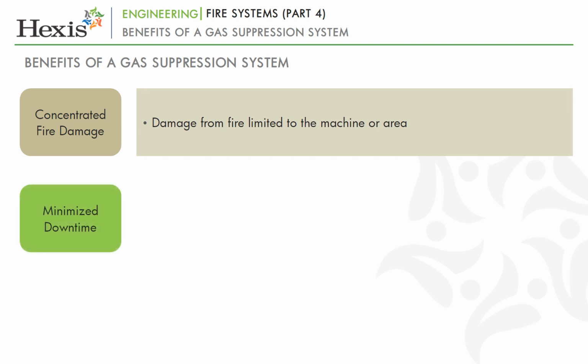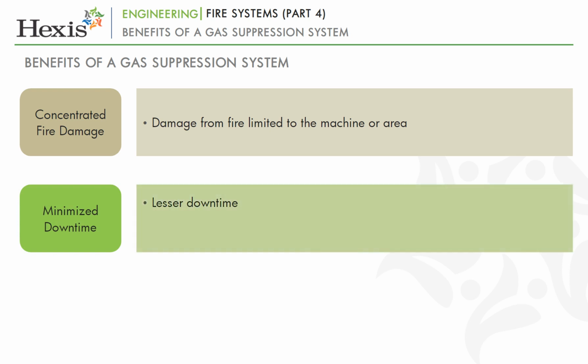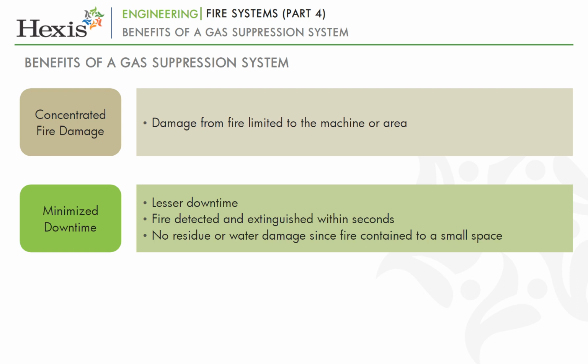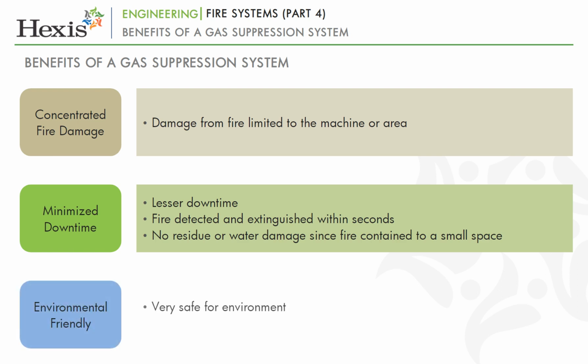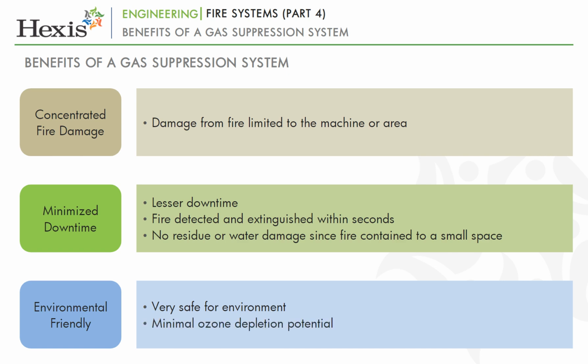Minimized downtime. With a clean agent fire suppression system, there should be little downtime for getting the business back in action. The fire should be detected and extinguished within seconds. There is no residue or water damage to clean up, and the fire damage should be contained to a small space. Environmentally friendly. Clean agent systems are safe for the environment and have minimal, if not zero, ozone depletion potential.